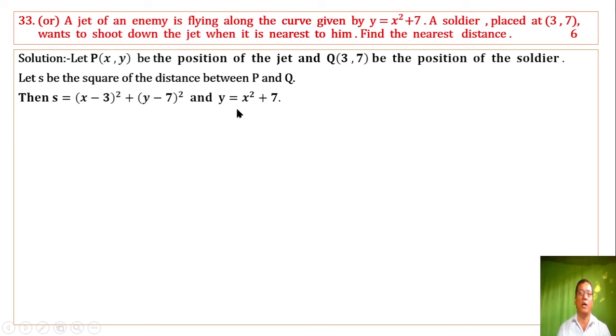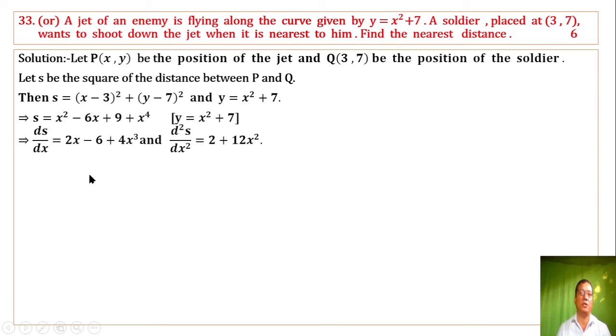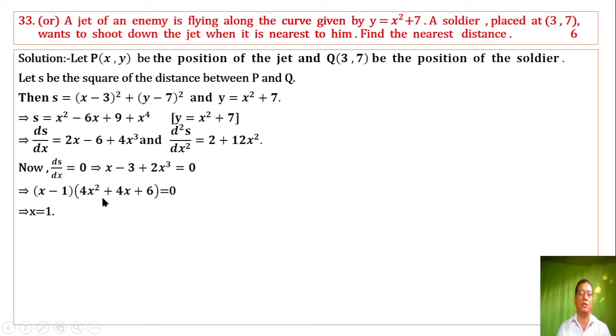Also, we have y equals x square plus 7, and express x in terms of S using this equation. We have this, and dS by dx gives this. Again, d square S by dx square equals this. Now dS by dx equal to 0 gives a quadratic equation in x; factorized and solved, x equals 1. The second factor has no real roots.